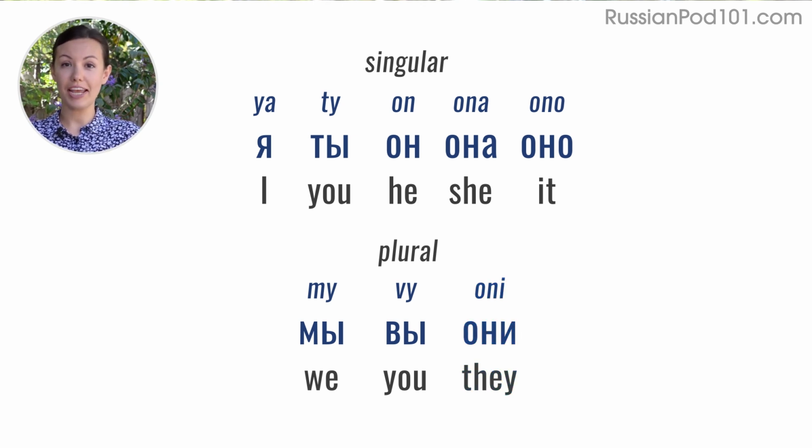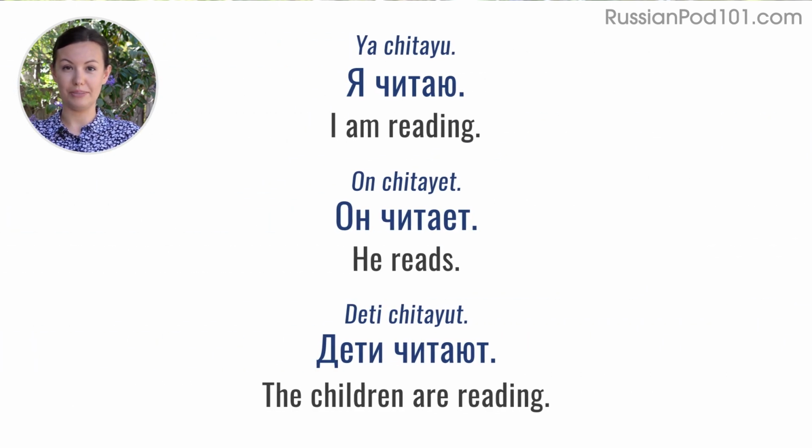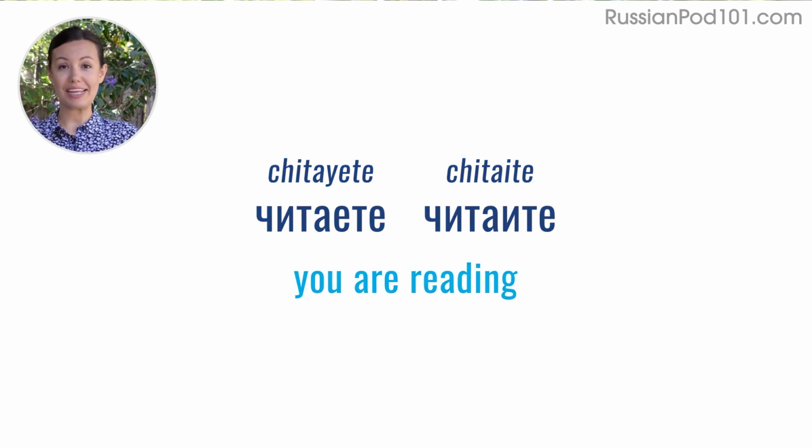So, to conjugate a verb, you need to change their personal ending. For example, я читаю, I'm reading. Он читает, he reads. Дети читают, the children are reading. If we know how to conjugate the verb, we can avoid spelling mistakes, which are common in the unstressed personal endings of the verbs. For example, the verb читаете, you are reading.